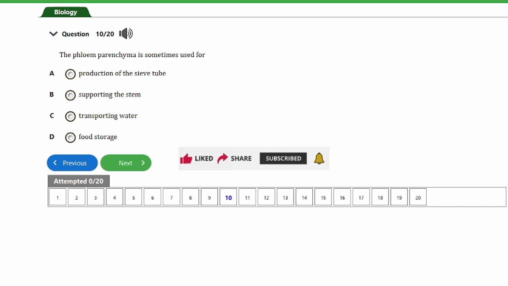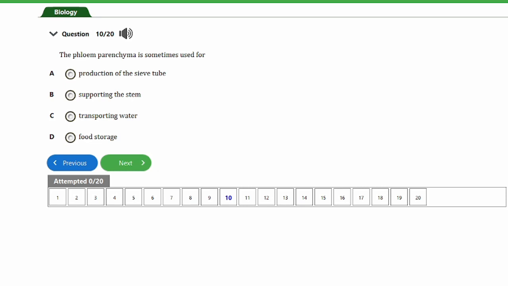The phloem parenchyma is sometimes used for A, production of the sieve tube. B, supporting the stem. C, supporting water. D, food storage.